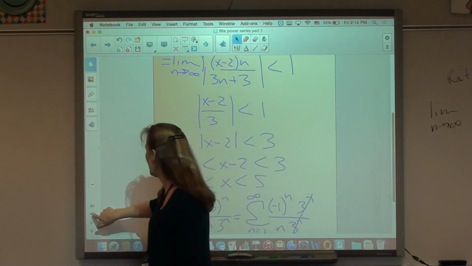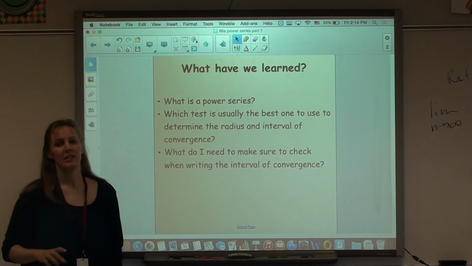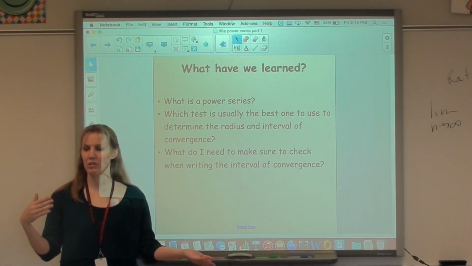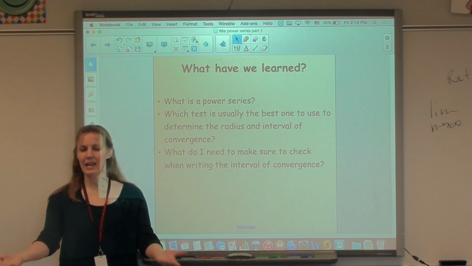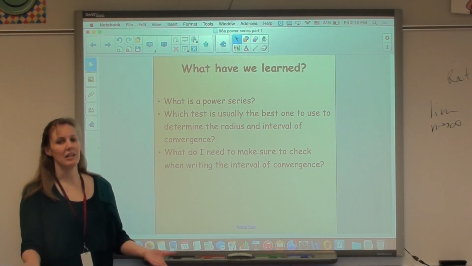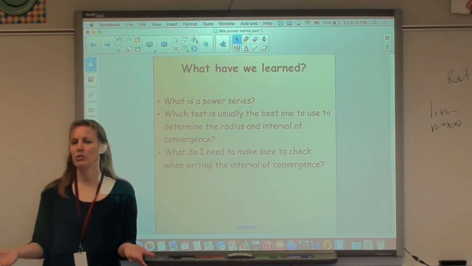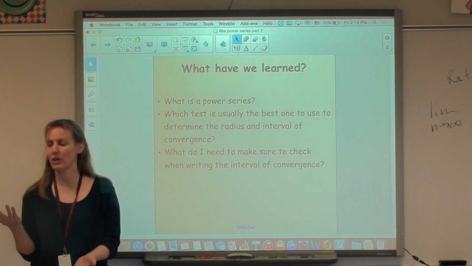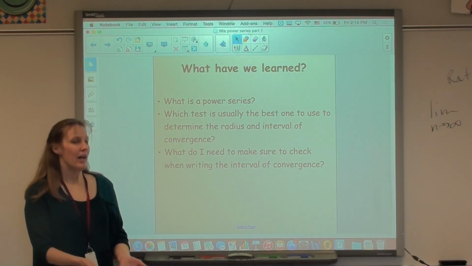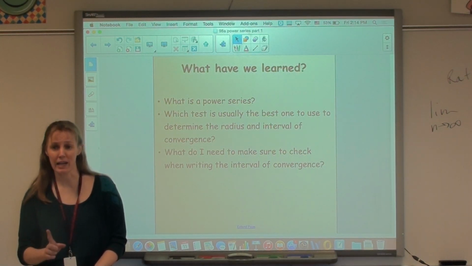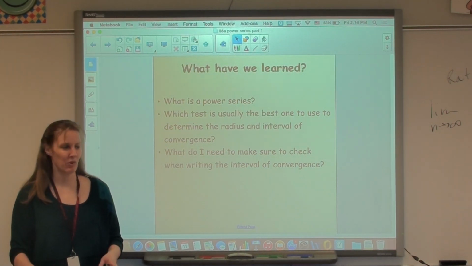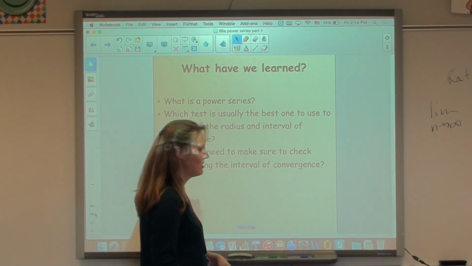All right. So, quick review. What is a power series? How is a power series different from a regular series? It has x to the n, right? Good. Which test is the best test to use to determine the radius and interval of convergence? Ratio test, right? And what do you need to make sure you check before you write the final interval? Endpoints, right? Always check the endpoints.